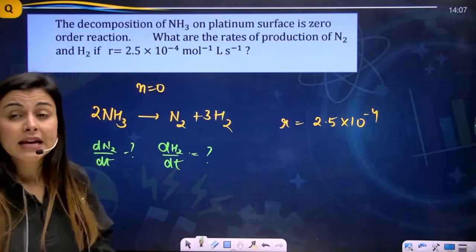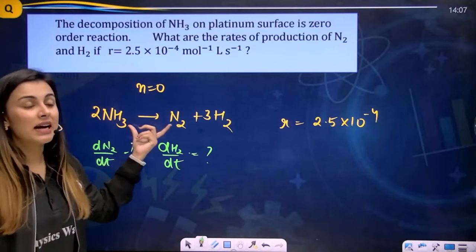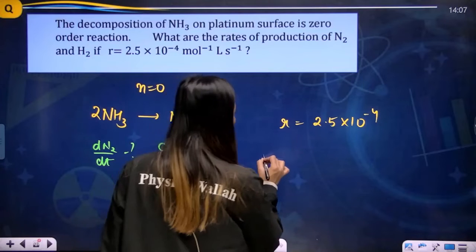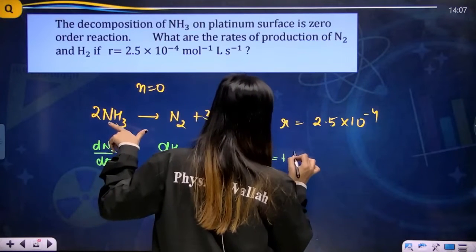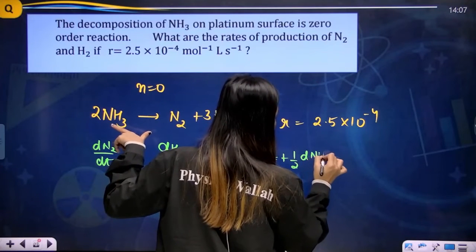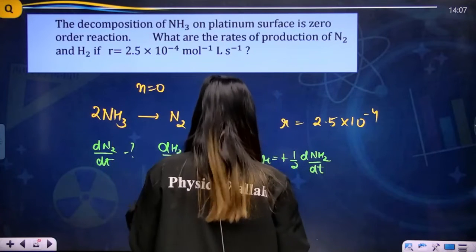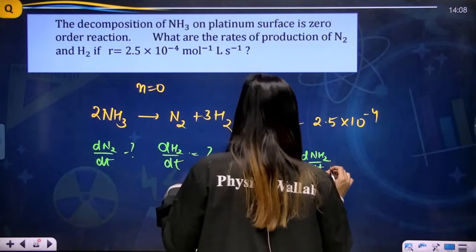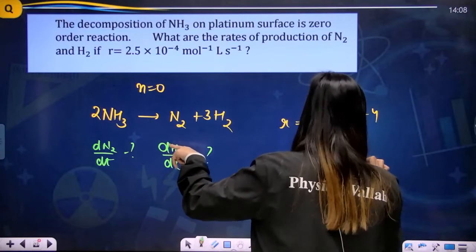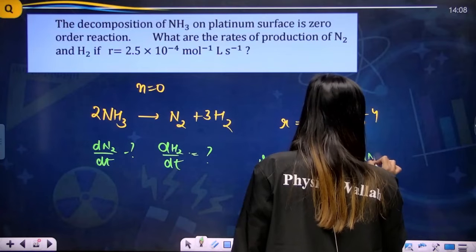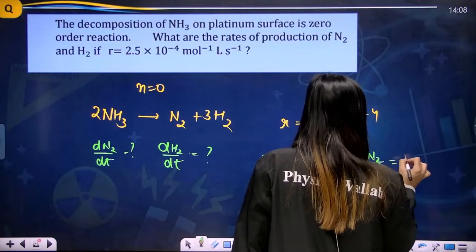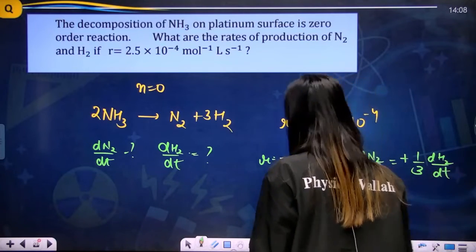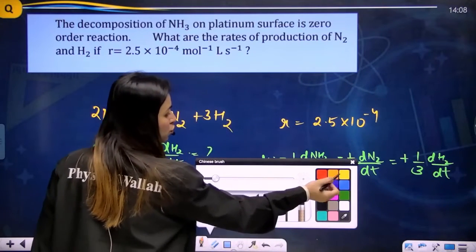See, my dear students, when we started this chapter, we saw that whenever you are given a reaction, the rate of the reaction is given by minus 1 by 2 d[NH3] by dt. Not plus, this would be minus because this is your reactant. This is equal to plus d[N2] by dt, which is equal to plus 1 by 3 d[H2] by dt. Now, whatever you have to calculate, just use those expressions.